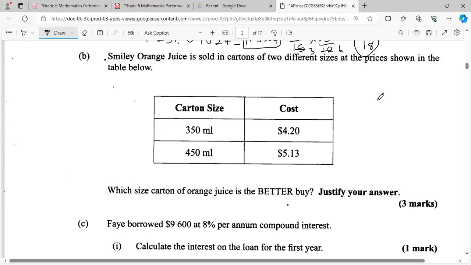So all we have to do, just work out what it actually costs for one. So let me do that. So it's for 350. And of course, use a calculator, you divide by 4.20.